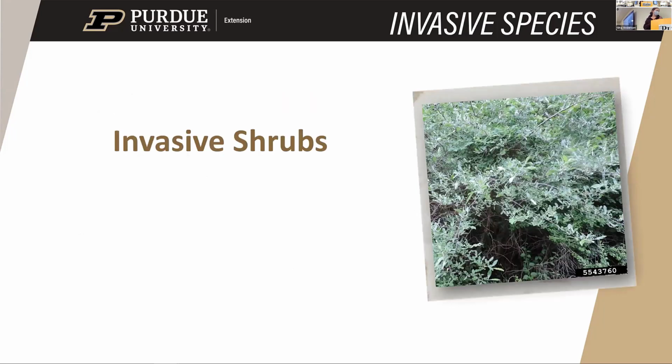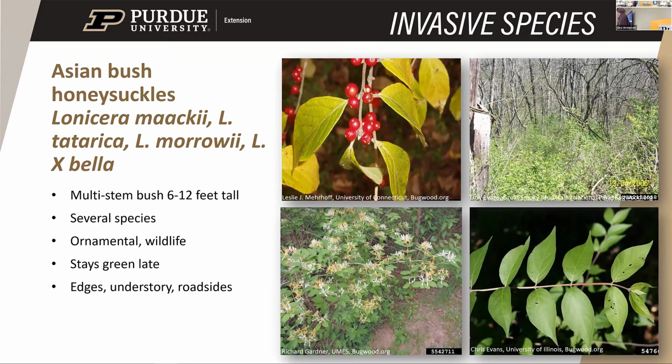So some of our invasive shrubs, we're going to break this down. Here are the Asian bush honeysuckles. There are multiple varieties that you could have. They are multi-stemmed and 6 to 12 feet tall. This would be the berry or fruit set that we're looking for, that bright red berry. You can see where that would be really attractive to some birds if they're looking for food, which also helps increase the spread of those bushes.